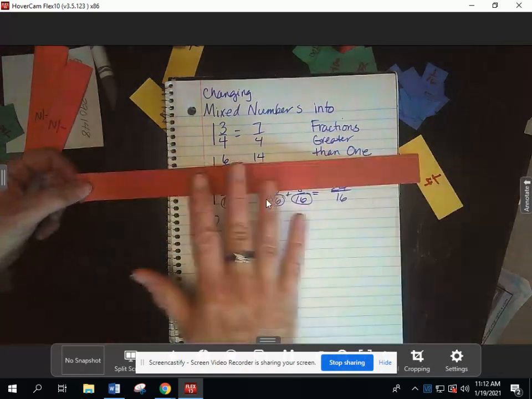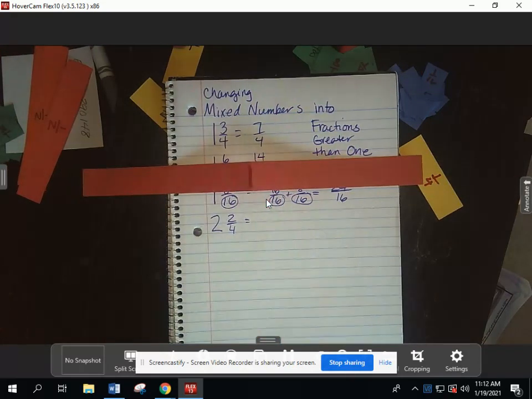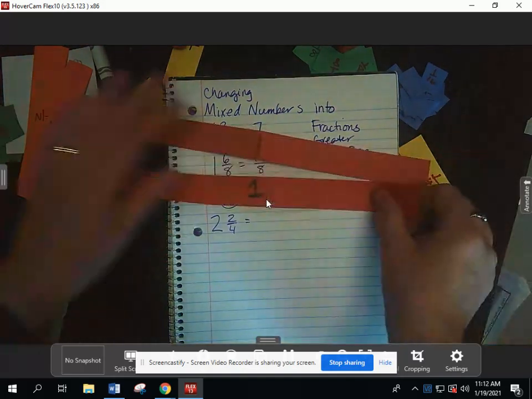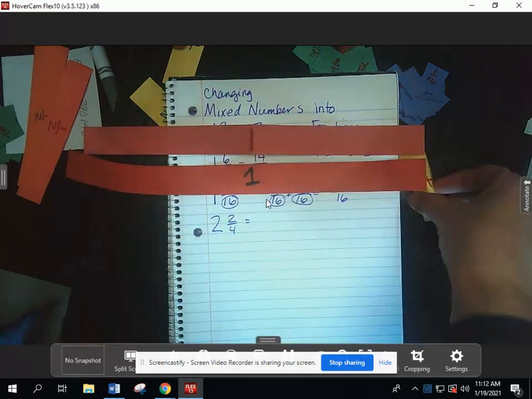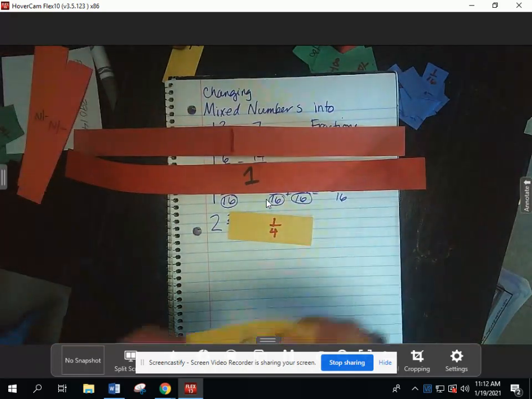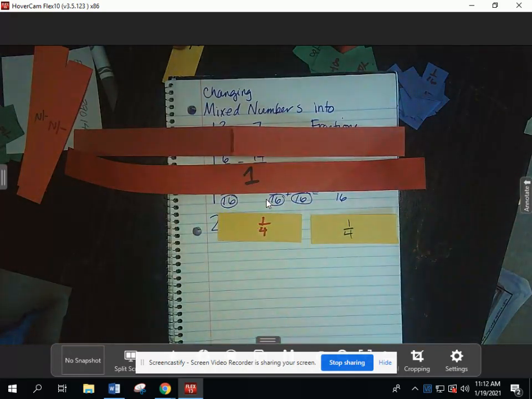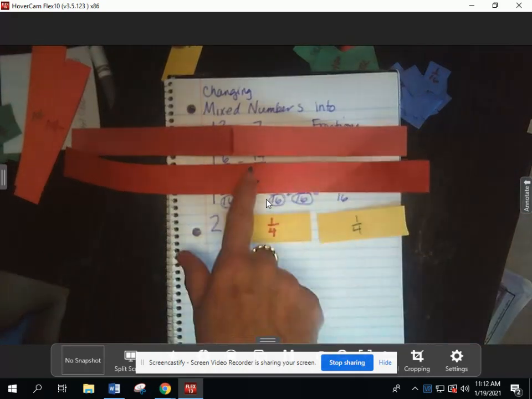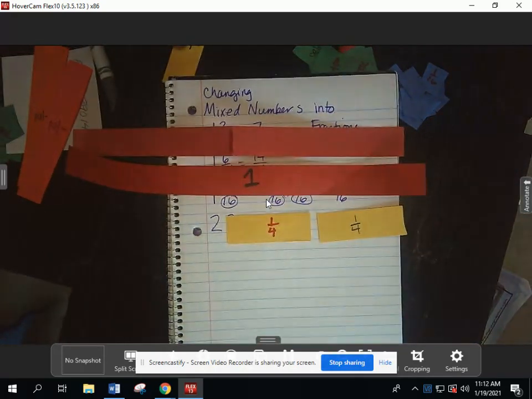So if I'm going to make this, and I need to borrow somebody else's number 1 strip, somebody close to me. Thank you. I just grabbed Anna's, whether she wanted me to or not. So here is 1, 2, 1/4, 2/4. So what kind of fractions could be going into that one? Here's a 4th and a 4th.